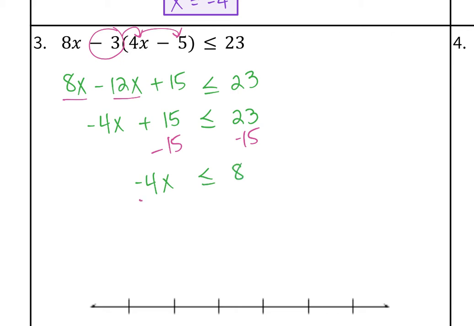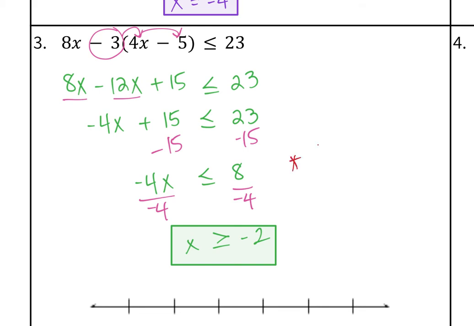Divide by negative 4. So here something special is going to come up. Since we are dividing by a negative number, we have to flip that symbol. So x is greater than or equal to -2. So just make sure that you keep an eye out for that. When you divide by negative, flip the symbol.